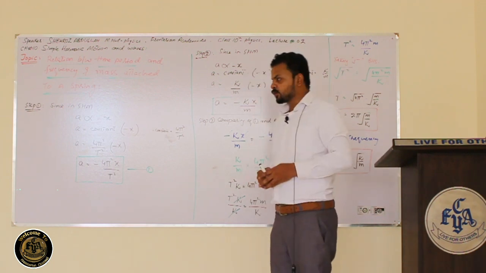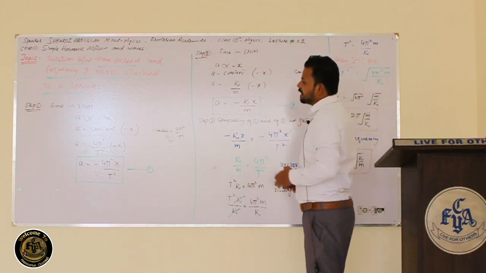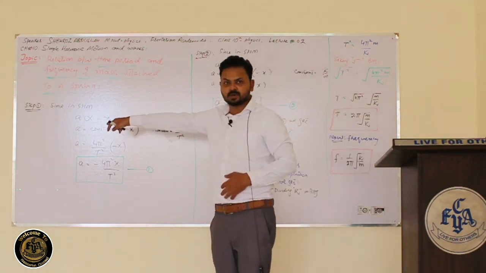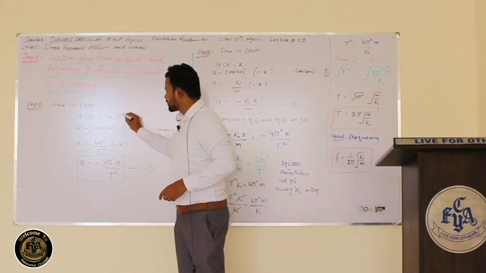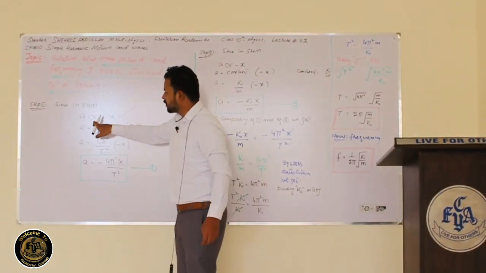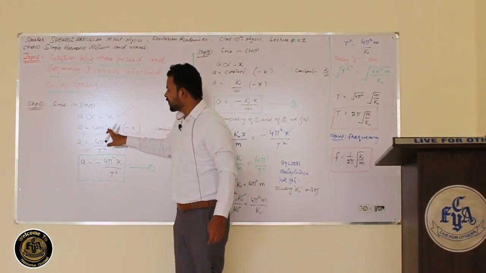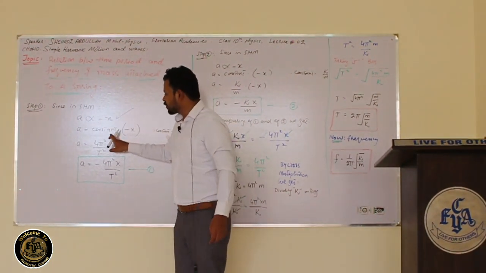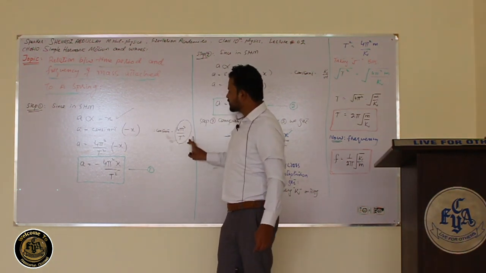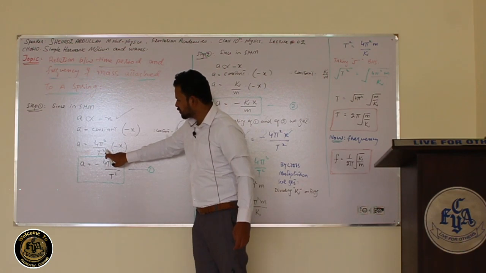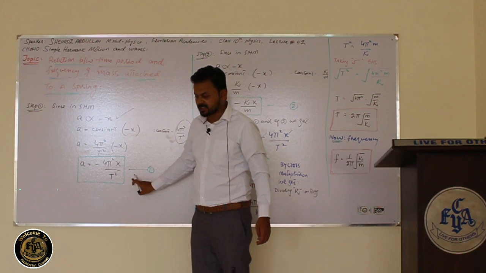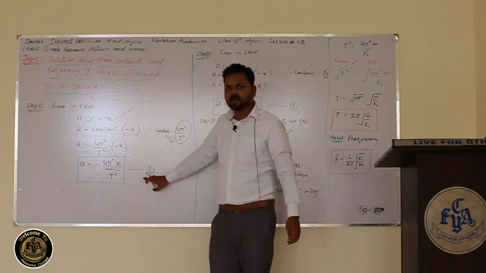In simple harmonic motion, we have studied that acceleration is directly proportional to the displacement from the mean position and always directed towards the mean position. So this was the expression: a is directly proportional to minus x. When we remove this proportionality sign, we introduce a constant, and the constant here is 4 pi square divided by t square. We multiply it with minus x, and we get this expression. Say this is equation number 1.